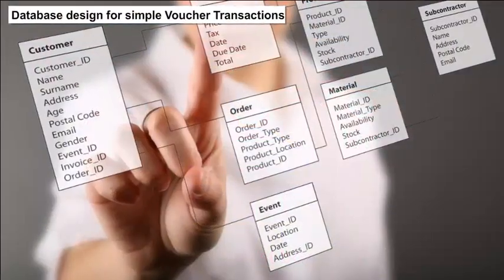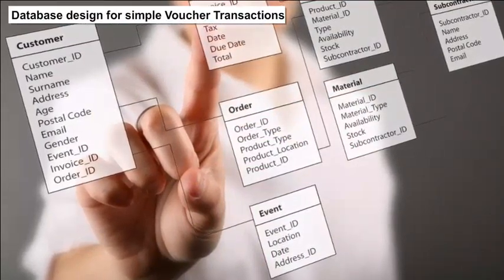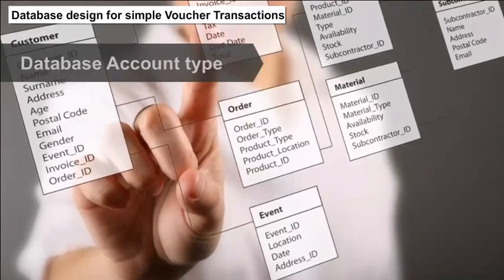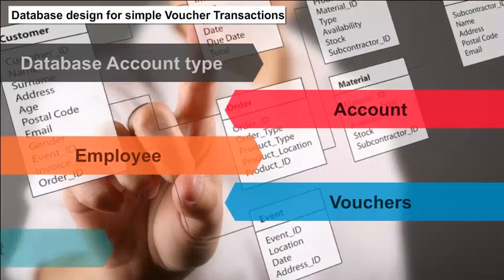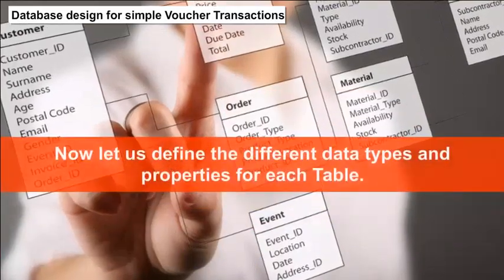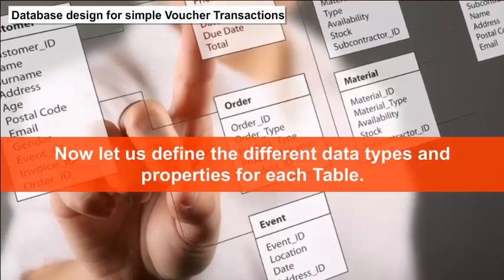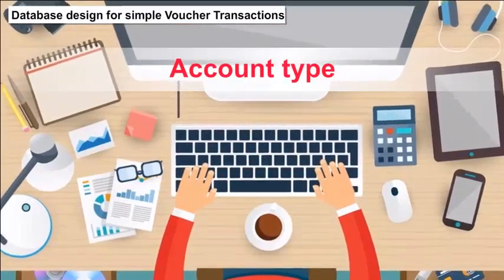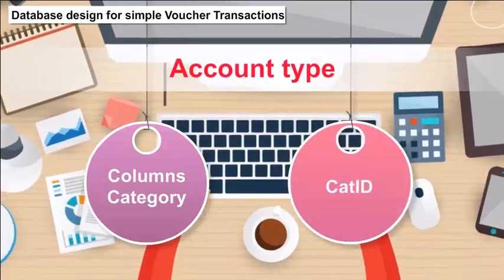Database designed for simple voucher transactions. Let us say there are 5 tables in database: account type, account, employee, vouchers, and support. Now let us define the different data types and properties for each table. A. Account type. This table has 2 columns, category and category ID.